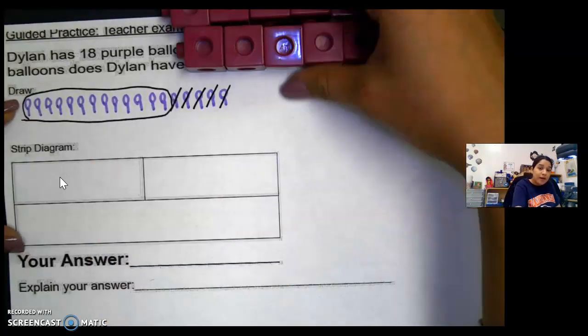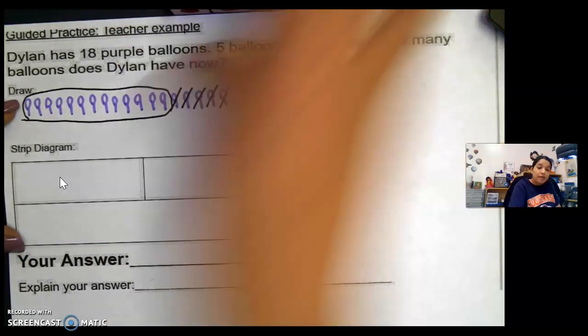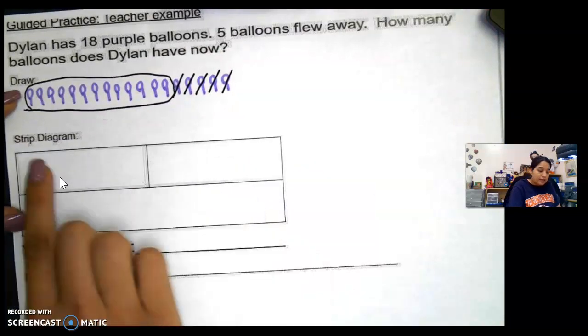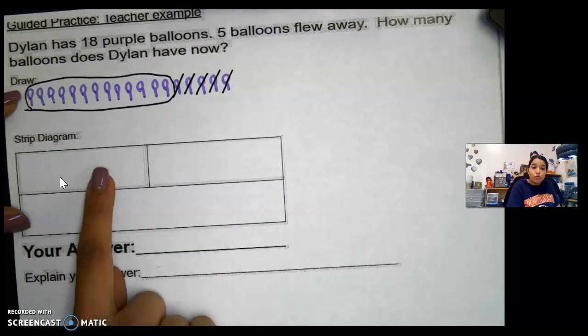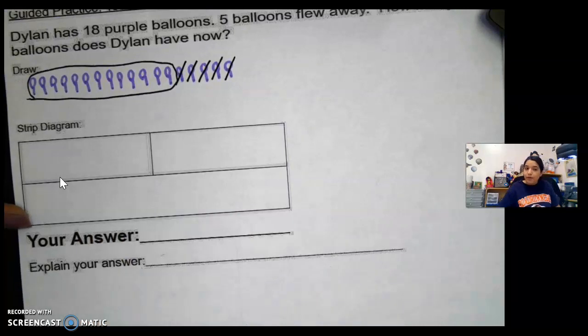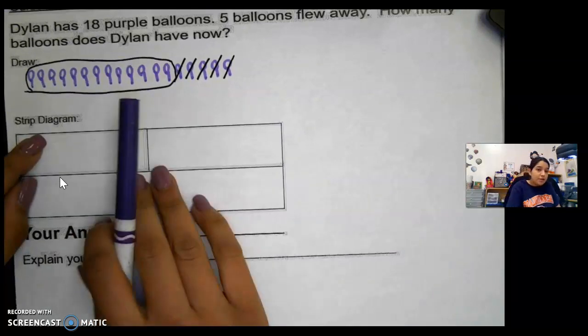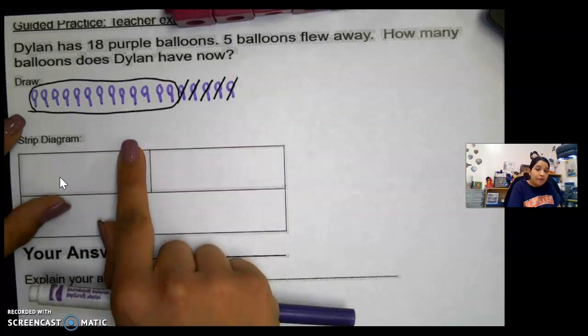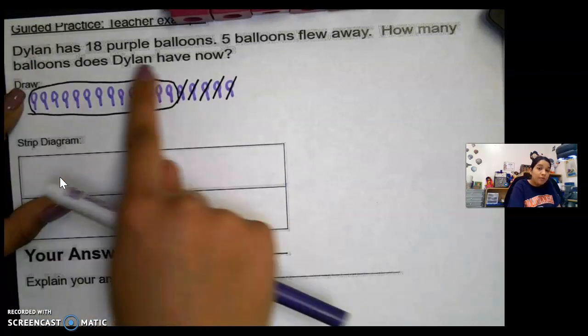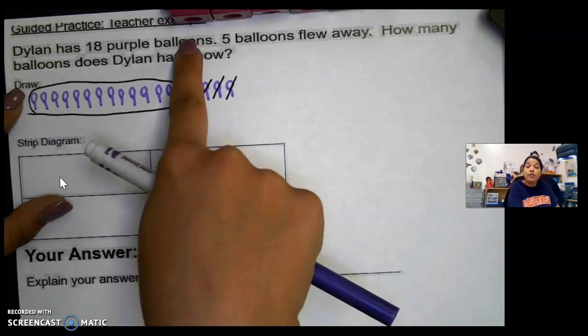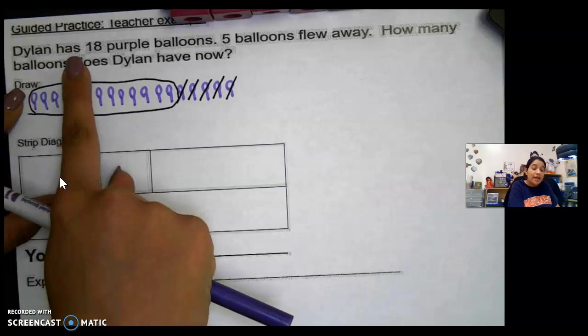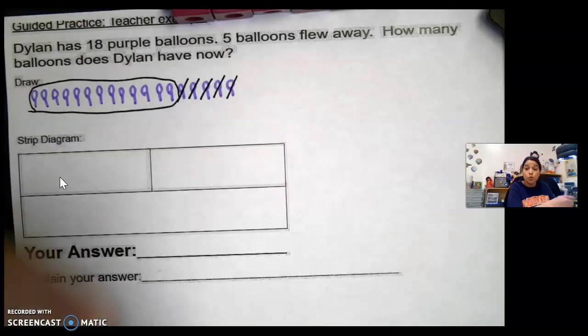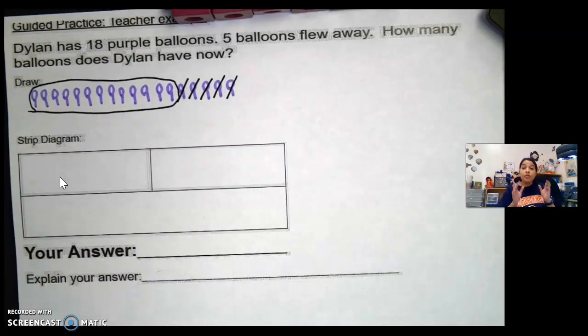So we have 13 linking cubes and 13 balloons. Let's go ahead and fill out our strip diagram. For our strip diagram, we have to see how many balloons Dylan had all together. So he had 18 balloons. All together, Dylan had 18 balloons.